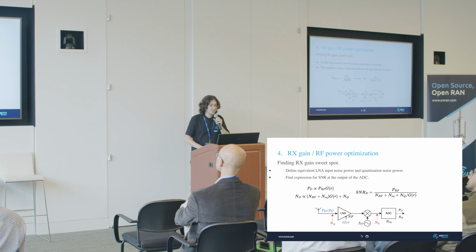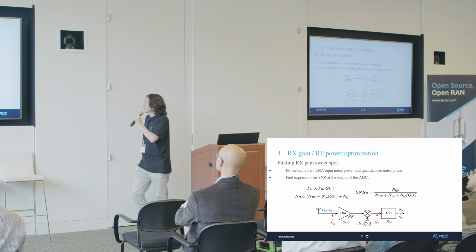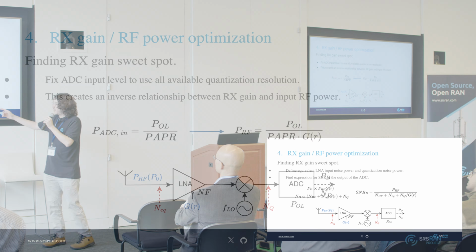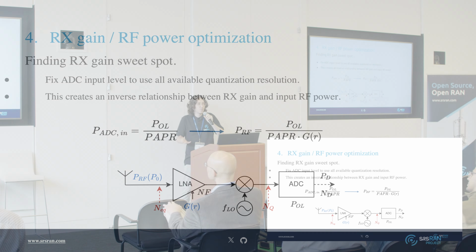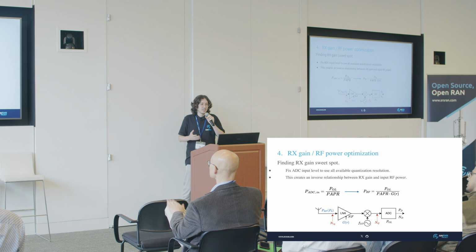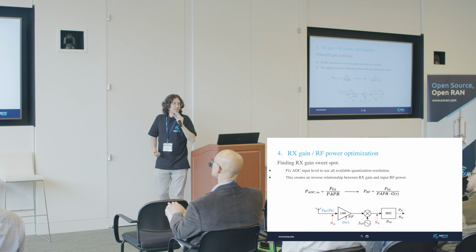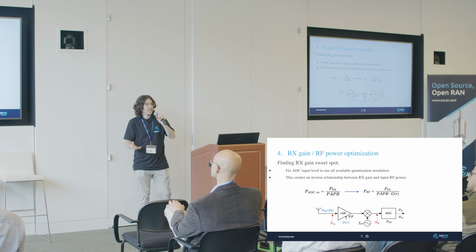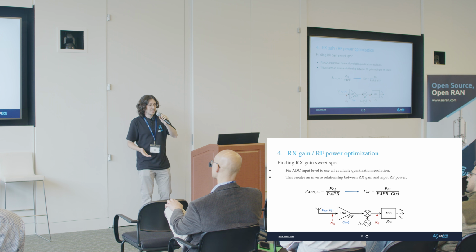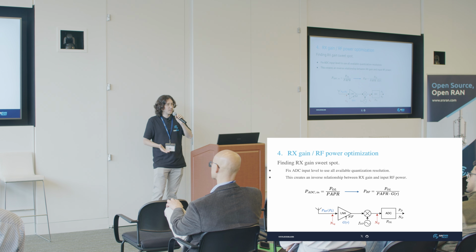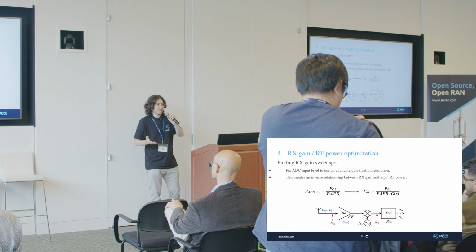So we need to establish a relationship between the power at the input of the ADC and the received power that we have at our antenna. And a reasonable way of doing that is to say, hey, what I want is to have a healthy signal level at the input of the ADC. How do I do that? Well, I want to move as close as possible to the full scale, to the maximum input level of the ADC without going over it.